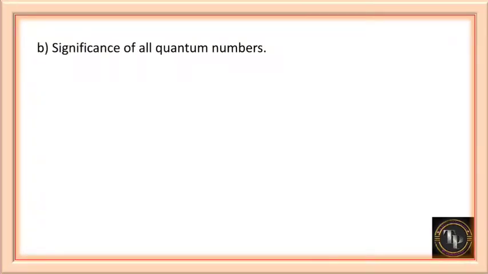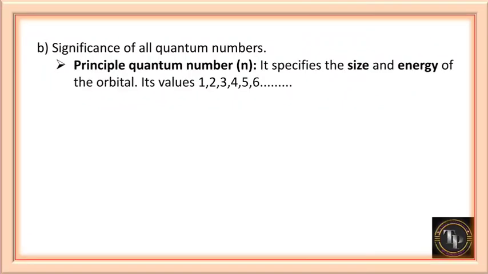Significance of all quantum numbers. This question is very, very important, guys. So many times in the annual examination the same question is asked. Principal quantum number: it specifies the size and energy of the orbital. Its values are 1, 2, 3, 4, starting from 1, natural numbers only. It specifies the size and energy of the orbital. Remember, it is denoted by small n.